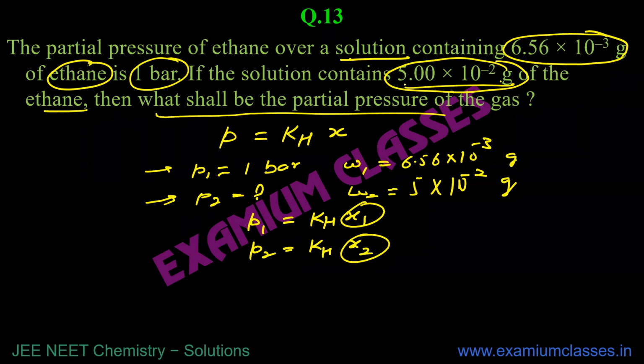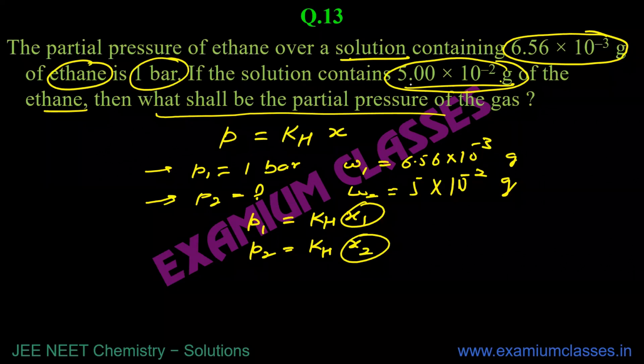Sir, may I? Yes, you can. Sir, we'll just find the ratio of P1 upon P2. Then, sir, in this case, when we calculate the mole fraction, we can neglect the amount of ethane in the denominator because it is almost negligible. Then, sir, KH will cancel out, and the number of moles of water in both cases would cancel out. So then we can find the answer. You are absolutely fine.